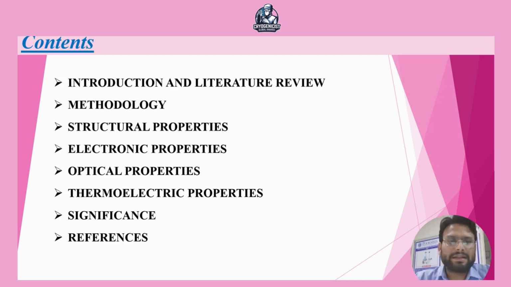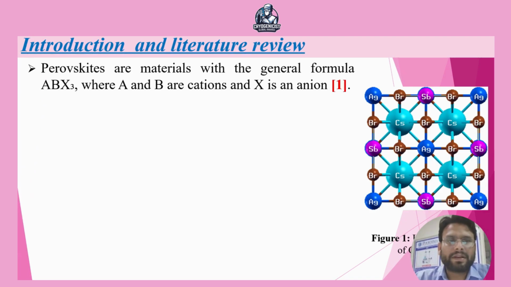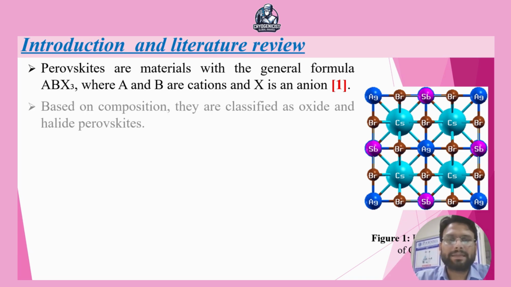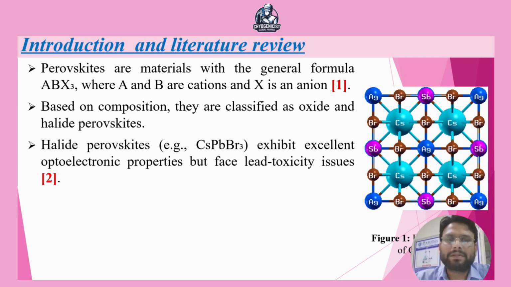So this is the list of contents. Now the perovskites are materials with the general formula ABX3, where A and B are cations and X is an anion. Based on composition, they can be classified in two types, oxide perovskites and halide perovskites. Halide perovskites have one of the examples CsPbBr3, which exhibit excellent optoelectronic properties but face lead toxicity issue.